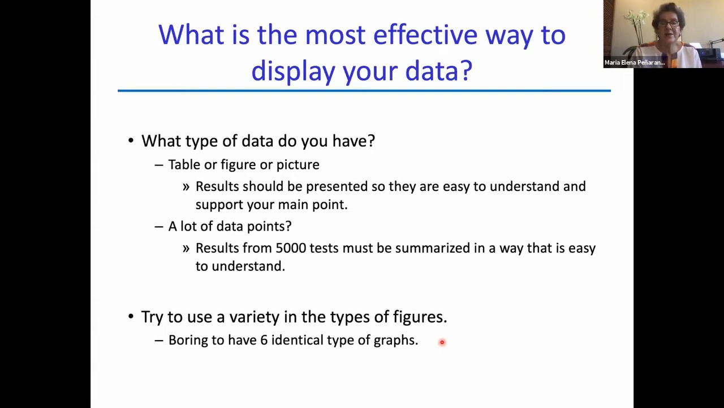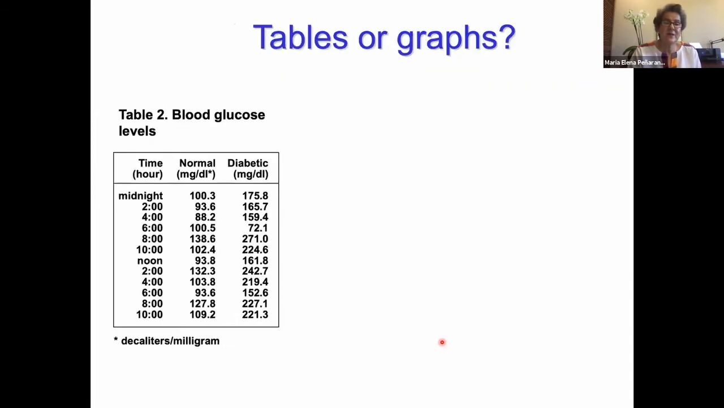And typically you will have your table with your initial data. And then when you do further analysis, you can present bar graphs, or you can present a continuous change on a figure, on a graph, on a curve. So combine it, make it interesting. Find new ways to present your data. I'll give you some examples.